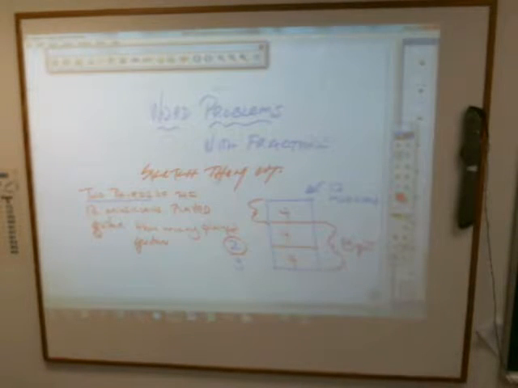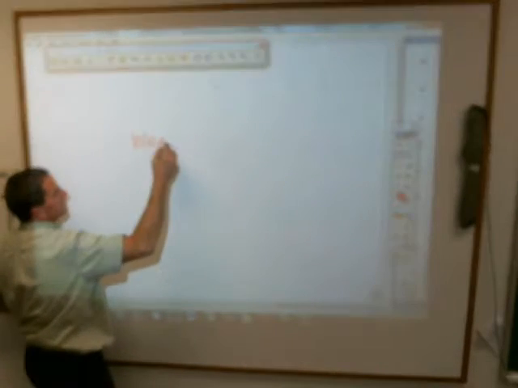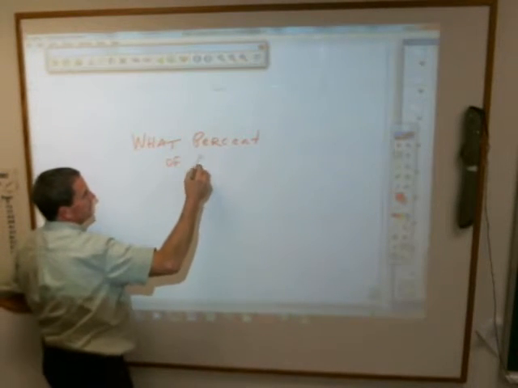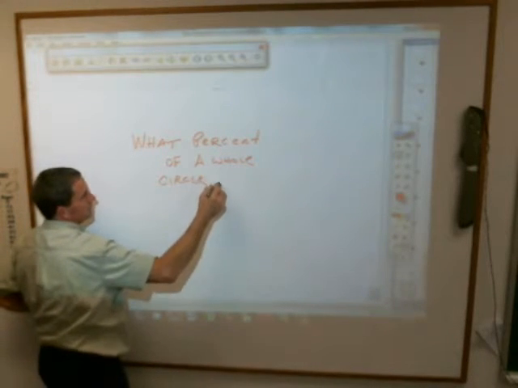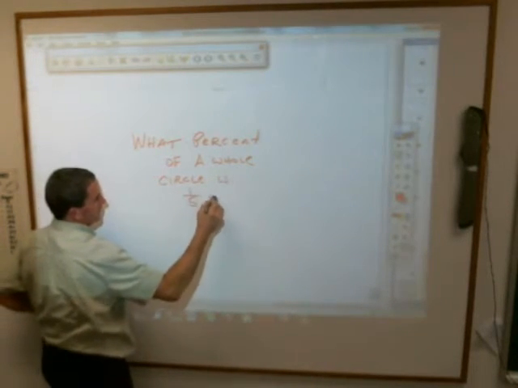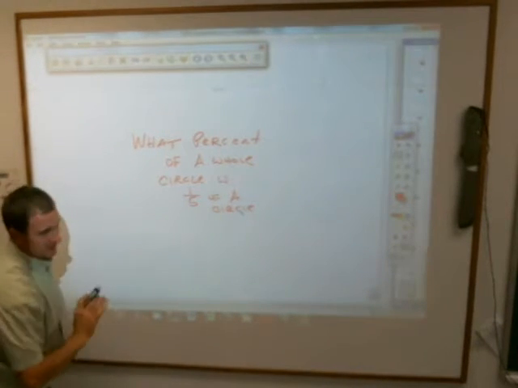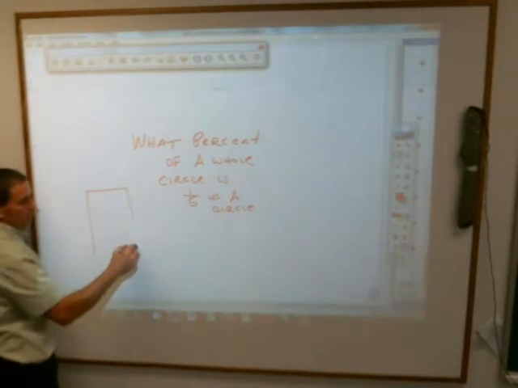Another example. Here's a different one. What percent of a whole circle is 1/5 of a circle? And again, I know it says you're talking about circles, but you don't need to sketch a circle. What does the box stand for? The box stands for the whole circle.